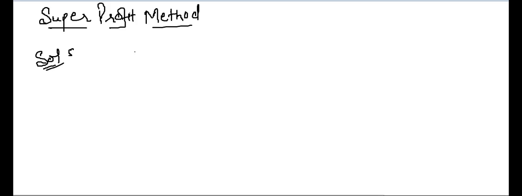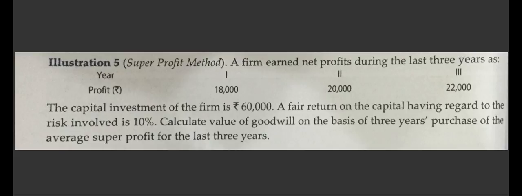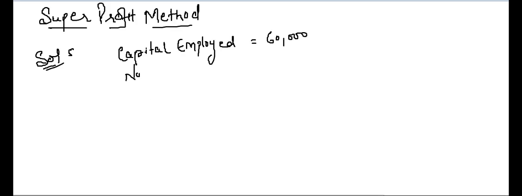We'll be doing problems on the super profit method. Now, first of all, we have to see what is the capital employed, right? We are given the average capital employed as 60,000. The capital investment of the firm is 60,000, right? Then what is the normal rate of return? That is the expected return. This is the return which a similar business in the market is enjoying. This is 10%. So what will be the normal profit?